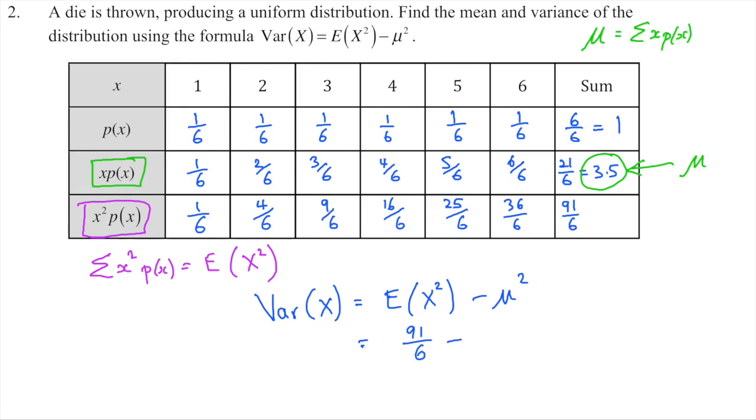Then I need to minus from that mu squared, 3.5 squared, and I need to put that into the calculator, and I'll end up with, as a mixed fraction, 2 and 11 over 12, which is the exact same answer that we got in part 1, but we've used a different formula to generate that answer. Let's go on to question number 3.